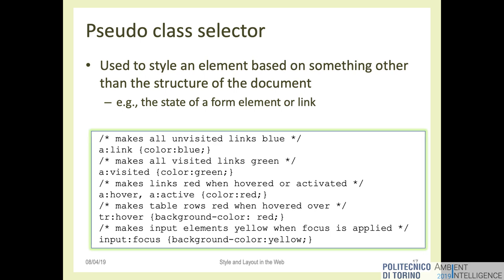And these are all selectors. Or I can also say that in a table row, so in a row of a table, when I put the mouse over the row, I would like the background color of that specific row to be red.